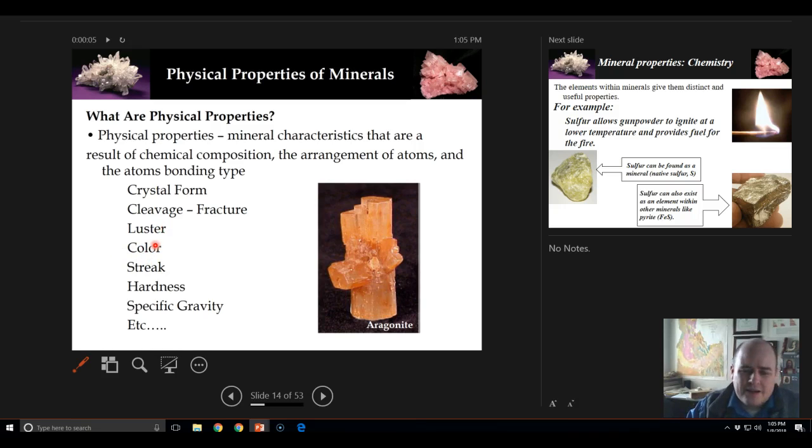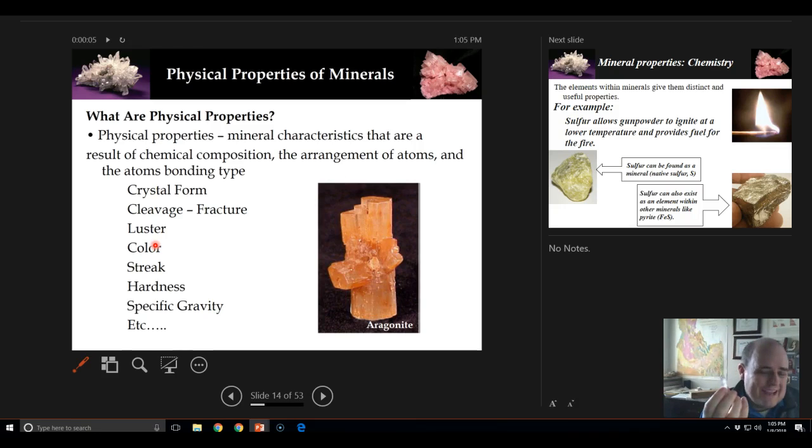Color is one that's not very diagnostic for minerals, because a lot of minerals have different colors. For example, this quartz here, this one's a clear one, but if you have purple quartz, it's amethyst. If you have a pink quartz, we call that rose quartz. If you have a kind of a black quartz, we call that smoky quartz. There's lots of different types of it.